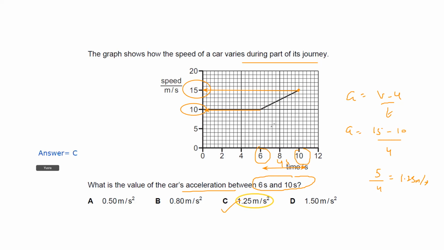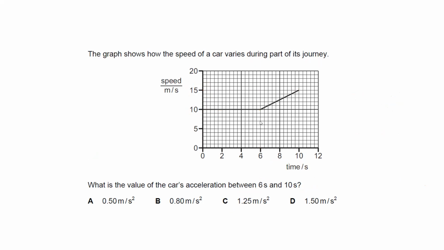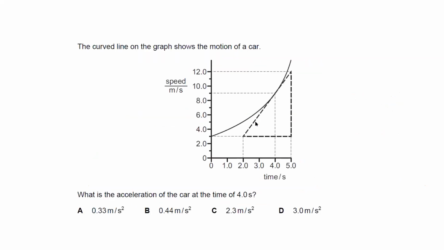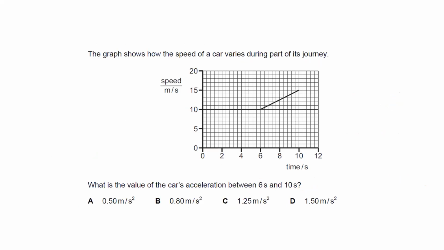It's a straight line graph. That's why we use a formula. But in the previous example, it was a curve. That is why we use the tangent or gradient. So there's a different way we use to calculate the acceleration. For a curve, it's the gradient method, and for a straight line, we always use a formula.